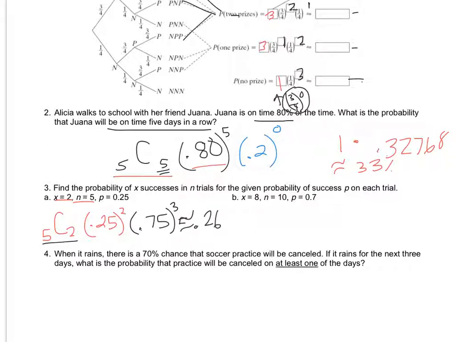The next one, there's going to be 10 trials, and the probability of success exactly 8 times. And then the probability that is a success is 0.7, so we want that to be to the 8th power. And then 0.7 if you're successful, then 0.3 if you're not successful, and the number of trials that are left is 2. So again, you can just calculate that on your calculator.